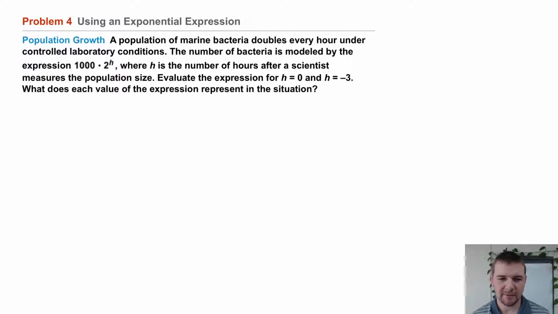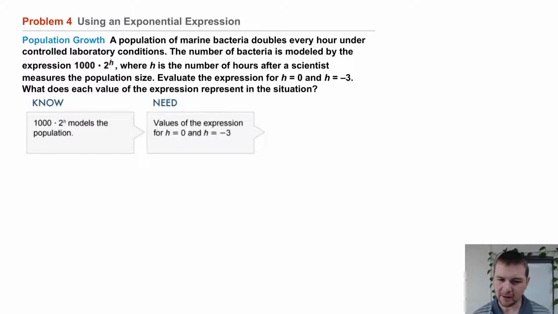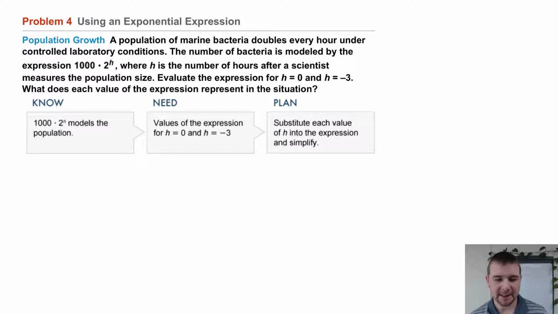Evaluate the expression for h equals 0 and h equals -3. What does each value of the expression represent in the situation? Consider what you know. You know that 1,000 times 2 to the h power models the population. What you need? We need the values of the expression for h equals 0 and h equals -3. So your plan: substitute each value of h into the expression and simplify.